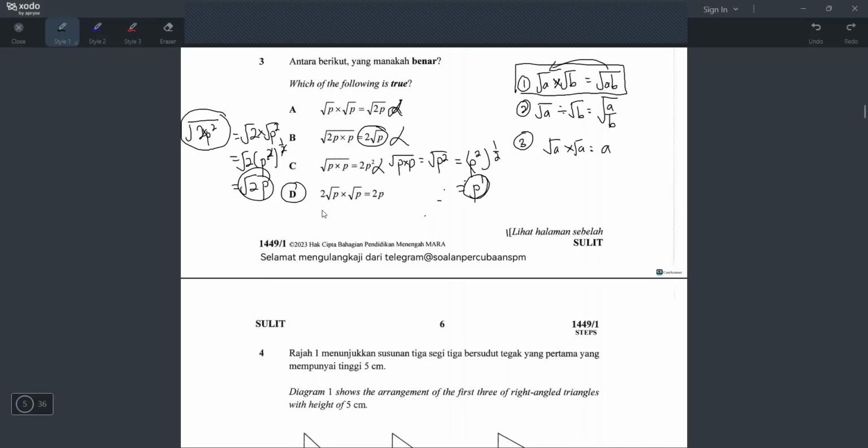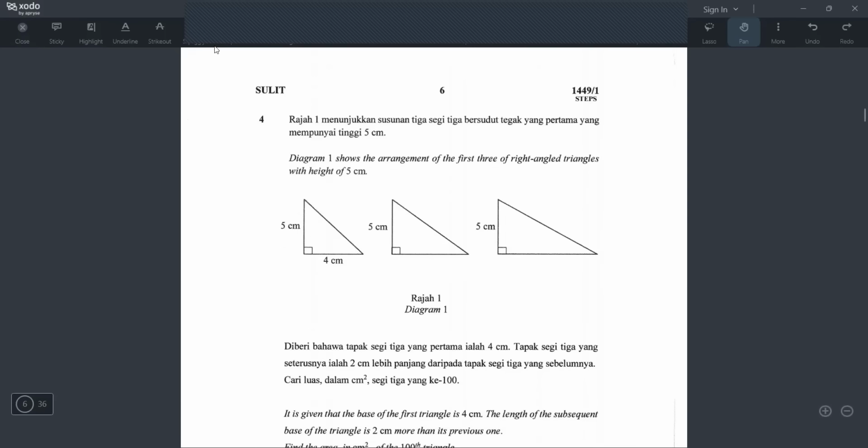But let's try to do D and see whether I get this or not. So I will write down 2 times square root P times square root P. There's nothing in between here, which means times. So the 2 you cannot do anything with, because it cannot multiply with anyone, it's just alone. But the square root P and square root P, they can multiply together. I already explained using this formula just now. Square root A times square root A is A. So therefore, square root P times square root P must be P. And as you can see, the answer here matches the answer here. So which of the following is true? D, right? So yep.